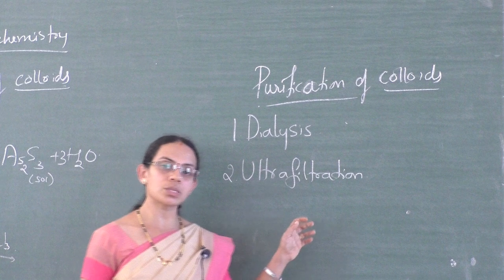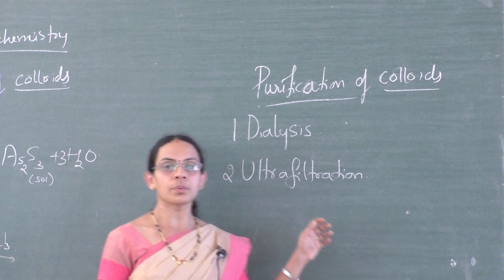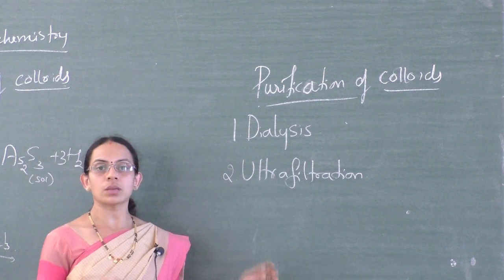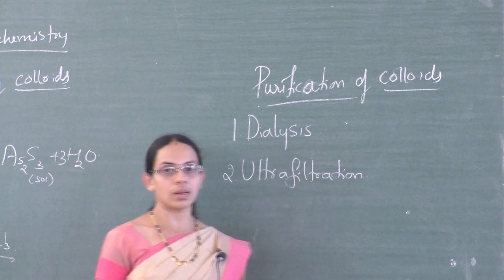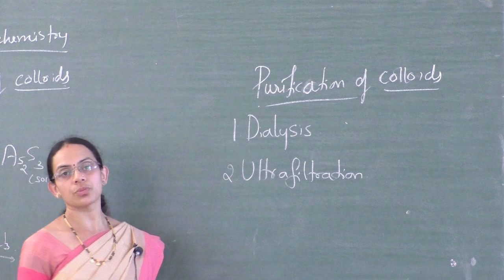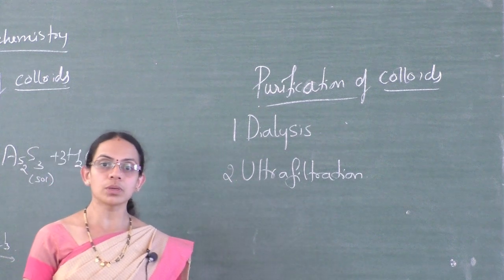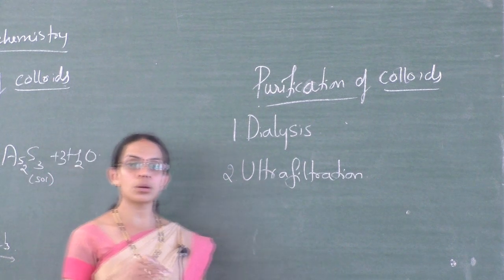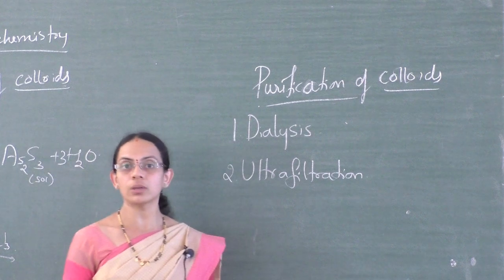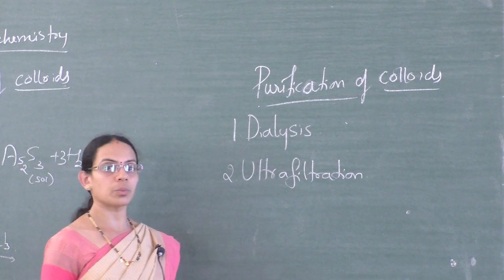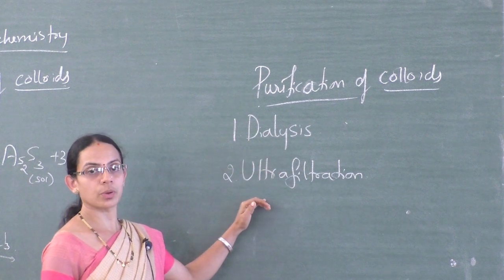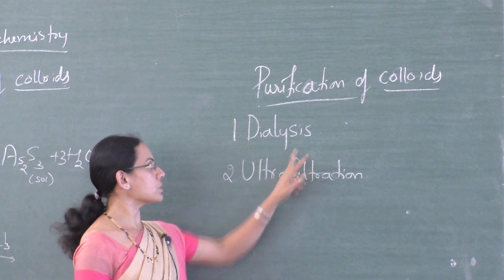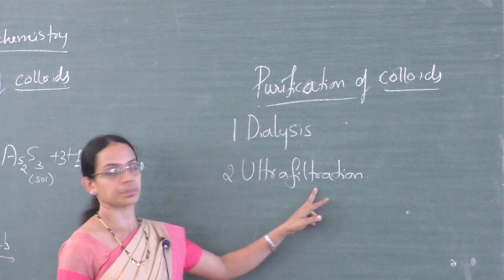So, purification means the process of reducing the impurities present in the colloid to the required level. Removing or reducing the impurities of electrolyte to the required level, that process is called purification. So, there are two important types of purification methods, dialysis and ultrafiltration.